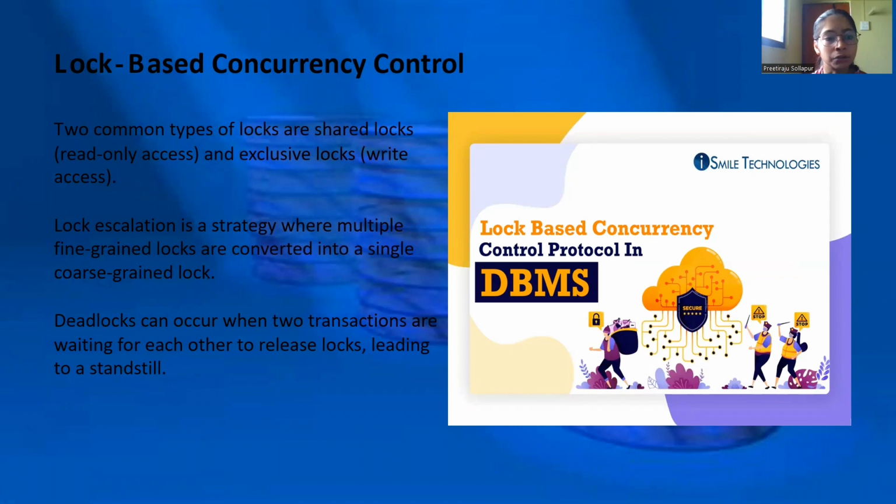Lock-based concurrency control. Two common types of locks are shared locks, also called read-only access, and exclusive locks, also called write access. Lock escalation is a strategy where multiple fine-grained locks are converted into a single coarse-grained lock. Deadlock can occur when two transactions are waiting for each other to release locks, leading to a standstill.